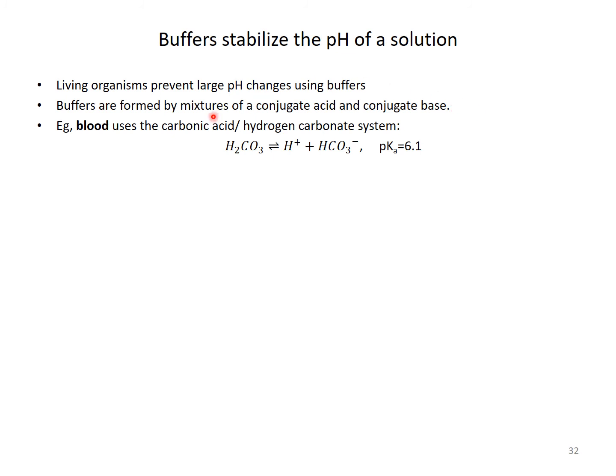For example, in our blood, we use the carbonic acid/hydrogen carbonate system. So here in this reaction, which one do you think is the conjugate acid? Well, it is the carbonic acid. And which one is the conjugate base? It is the hydrogen carbonate ion, or better known as the bicarbonate ion. And in this system, you have a pKa of 6.1.